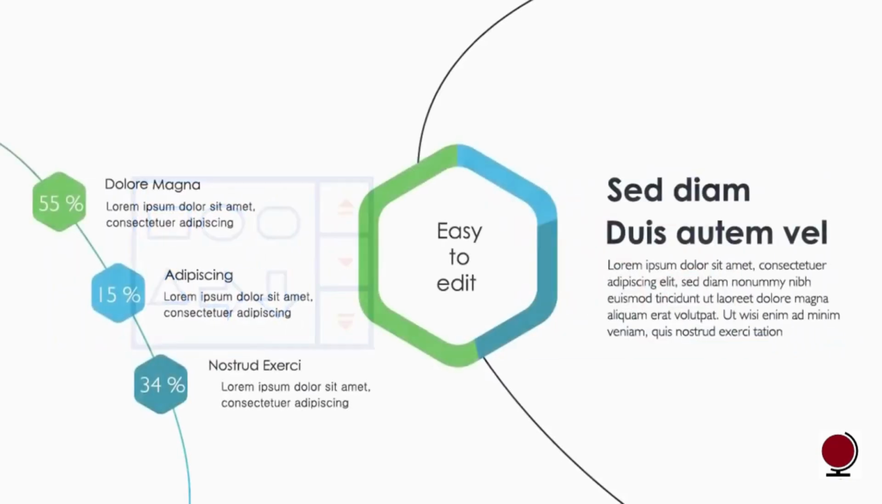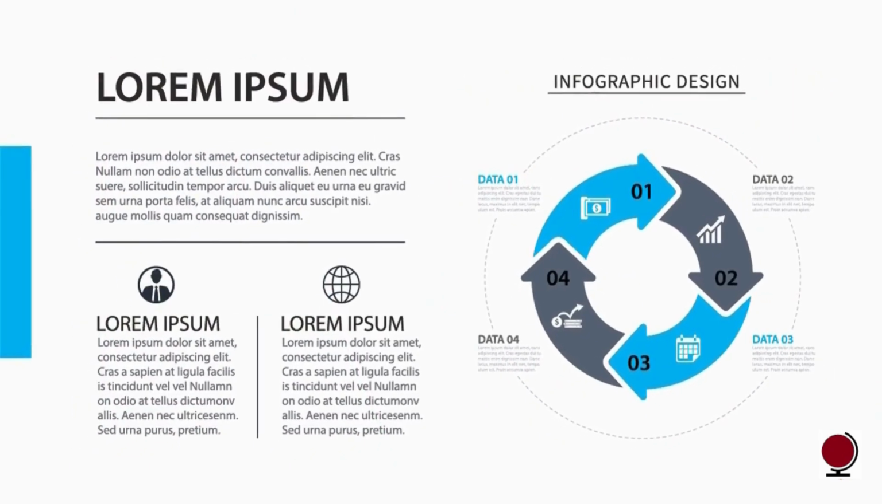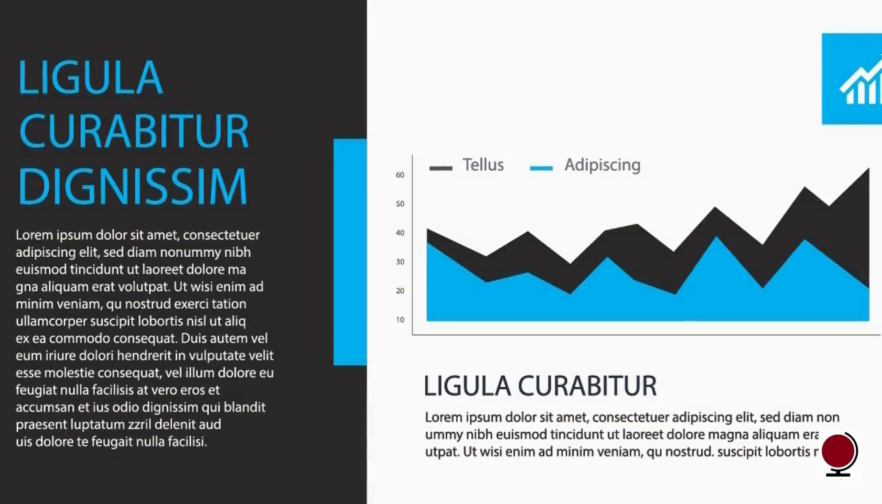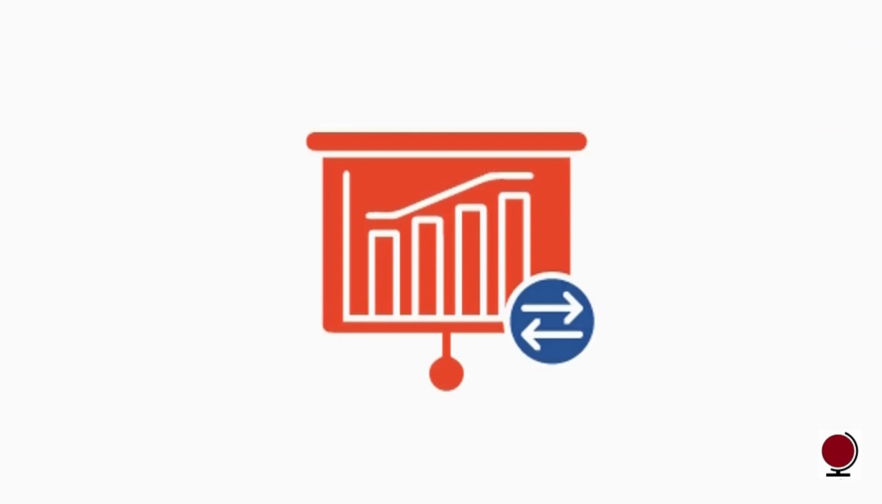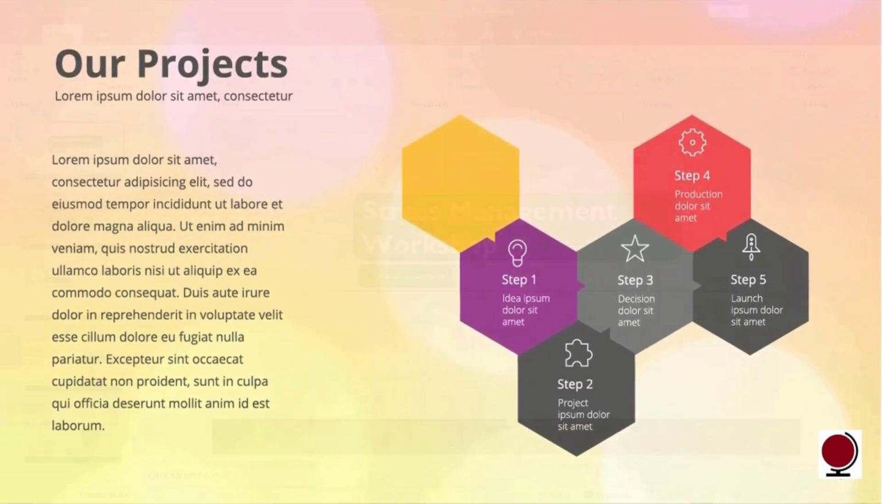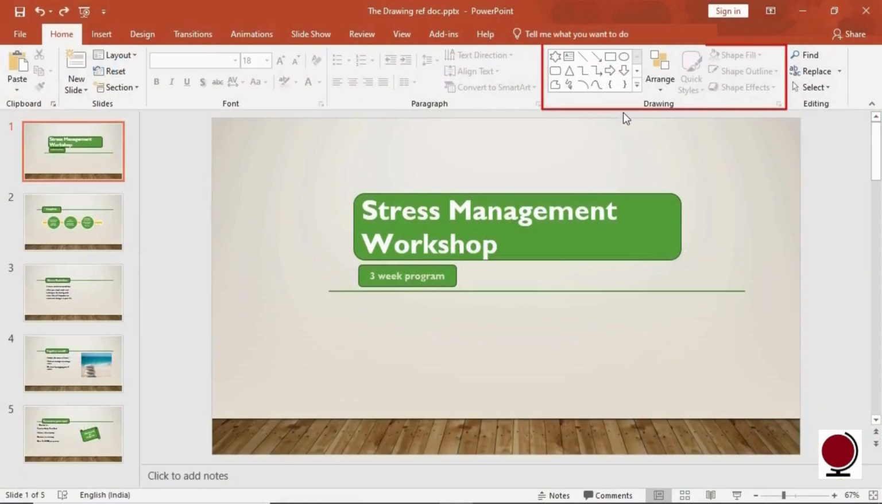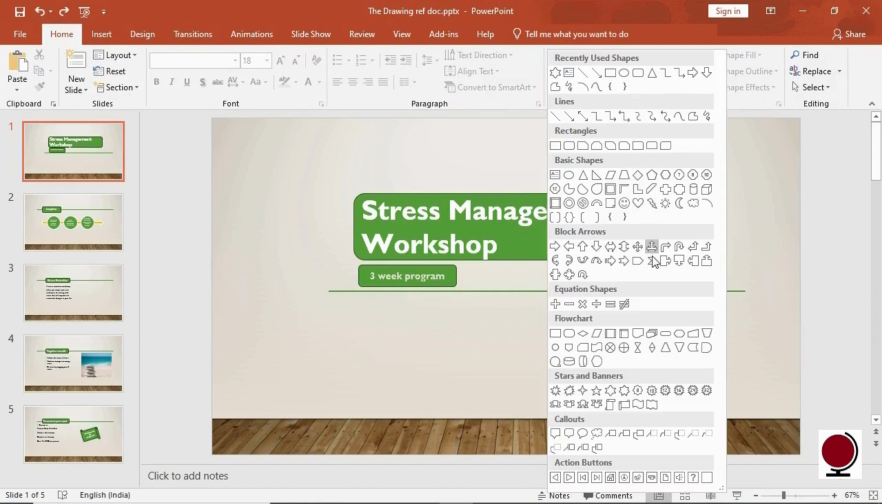Adding shapes is a great way to make your presentations look visually appealing. PowerPoint has a lot of different shapes to choose from and use in your presentation. You can also customize these shapes to suit your needs. To get started, go to the Home tab, Drawing Group, and click the More down arrow. You can see all types of ready-made shapes such as circles, squares, arrows, and more.